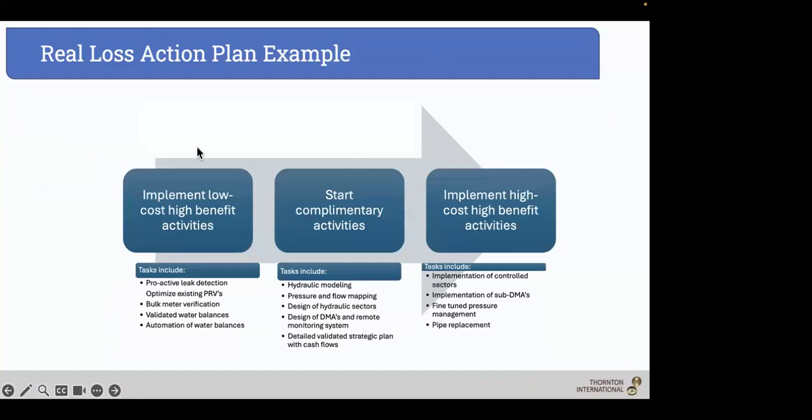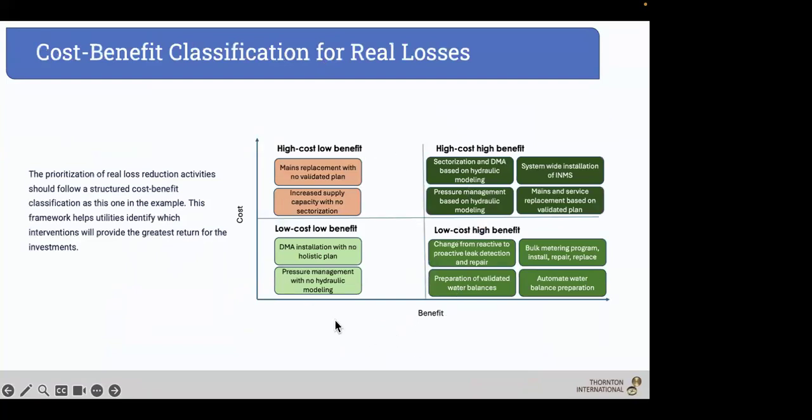This is an example for a real loss action plan. Start implementing the low cost, high benefit activities and then complementary activities, so I can work on the high cost and high benefit activities. You can look at this example for the last one.